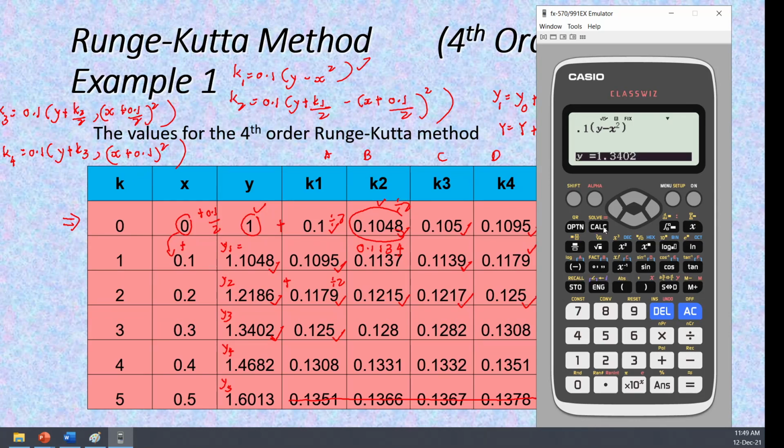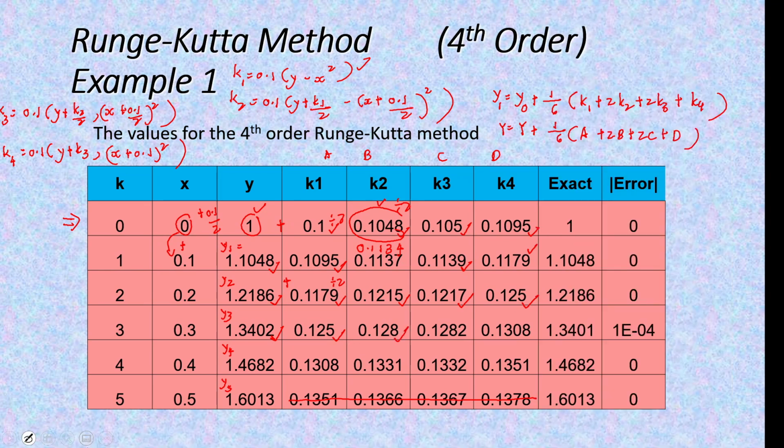Okay, and then calculate again for K2. For K2, Y is Y3 plus K1 divided by 2, which is 1.3402 plus 0.125 divided by 2. X is 0.3 plus H, which is 0.1 divided by 2, so it's 0.35. So you get 0.128 here.